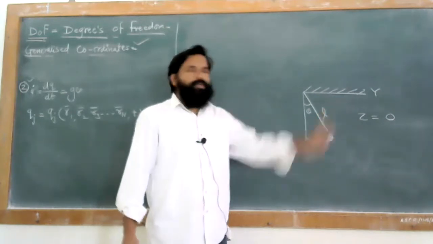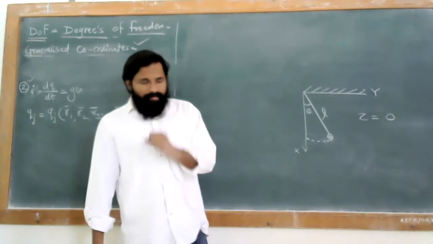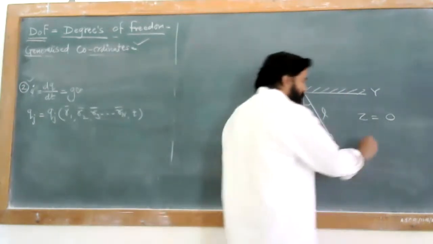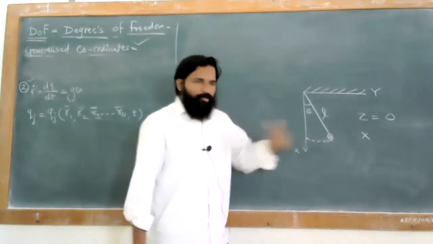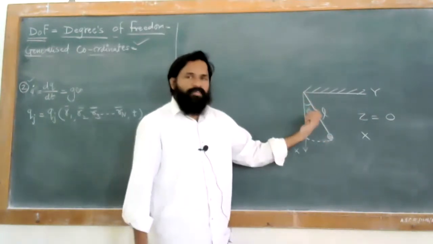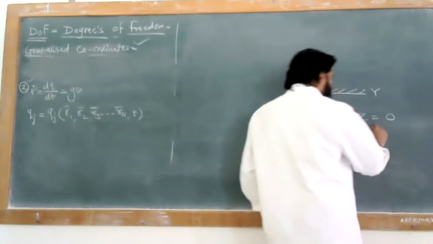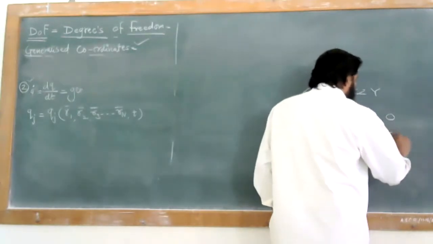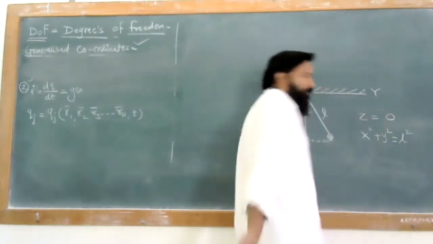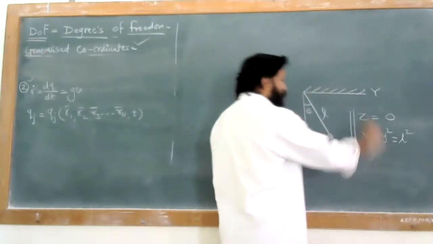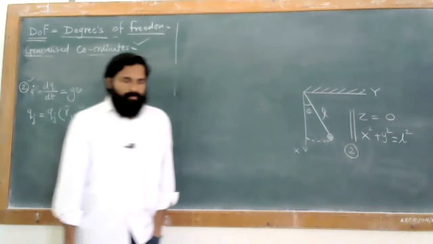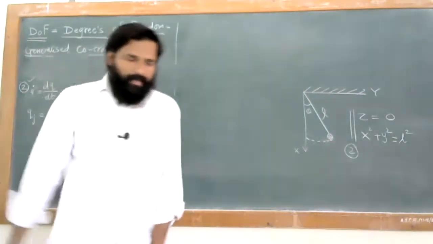So first thing is z is equal to 0. What is the second thing? The second thing is that its length is fixed. Okay, as your pendulum is moving, its length is not changing. So you can just say that x square plus y square is equal to L square. So that is your second thing. So these are the 2 equations of constraints.